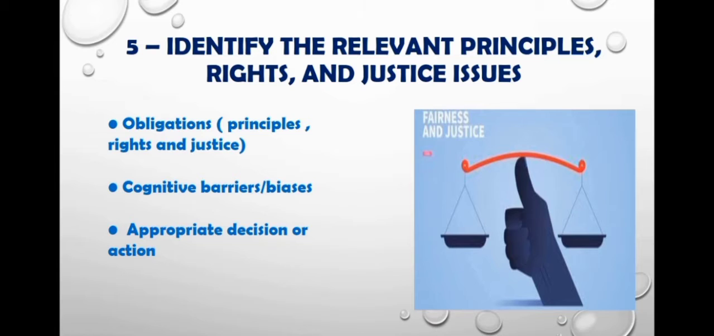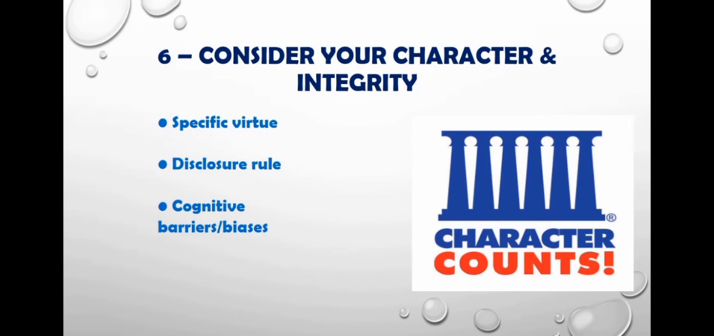And for the rights also, we should know what obligations are created because of the specific rights of the stakeholders. We should know what type of rights are involved, like if it is negative or positive. And for the justice, we should also know the concept of justice that is relevant in the situation. Is it distributive or procedural justice? And it is needed also to consider any relevant cognitive barriers and biases, and also to formulate the appropriate decision or action based solely on the analysis of these obligations.